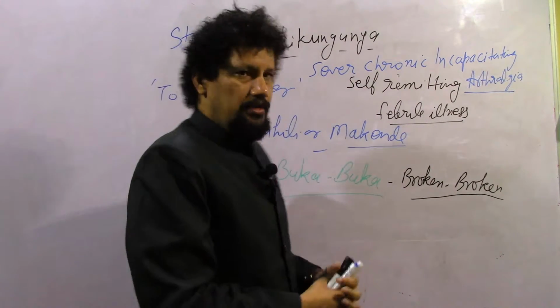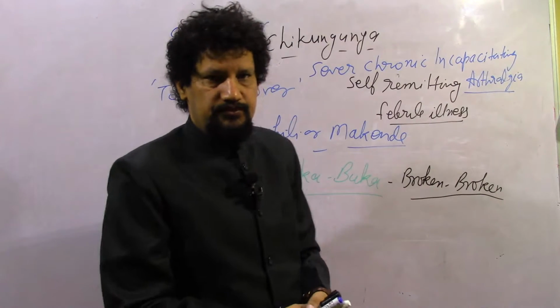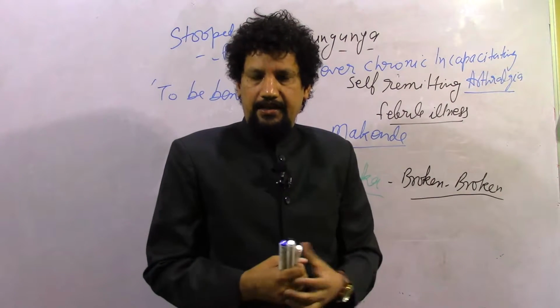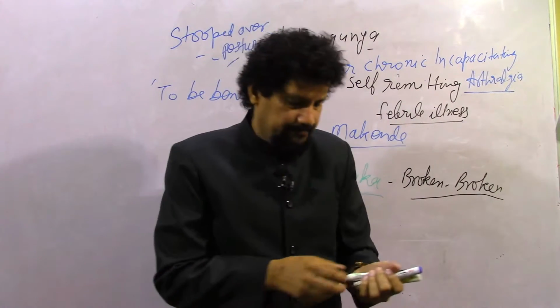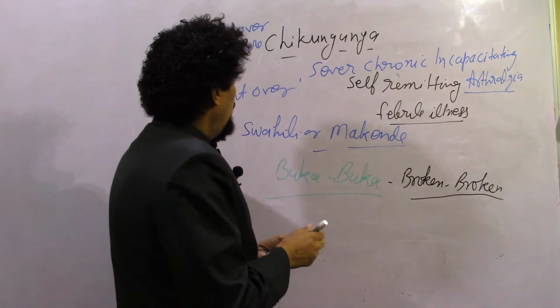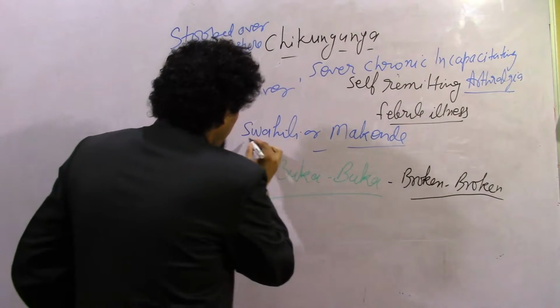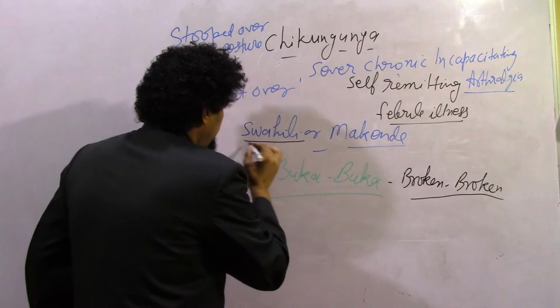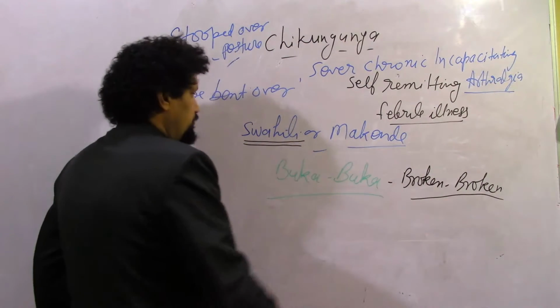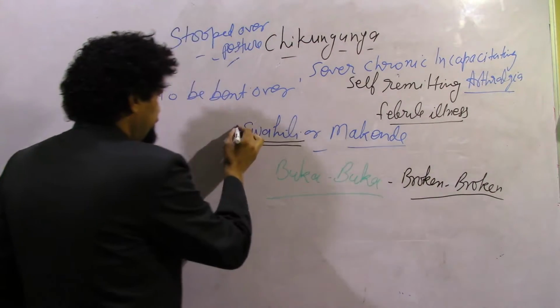The roots of chikungunya go back to 1953. It was first discovered in the Swahili village of Tanzania.